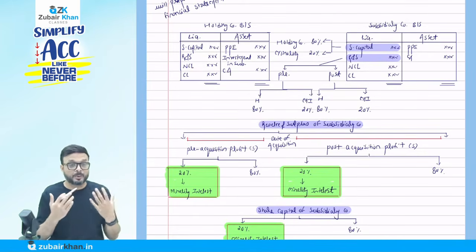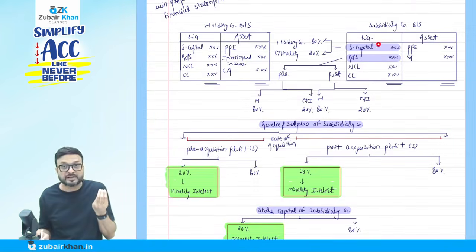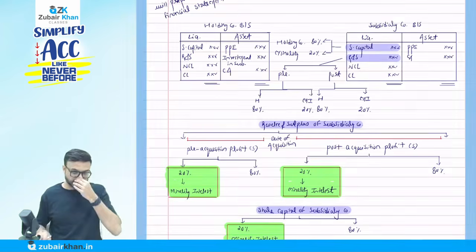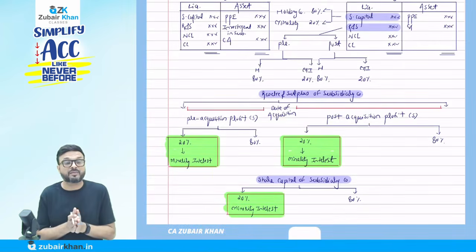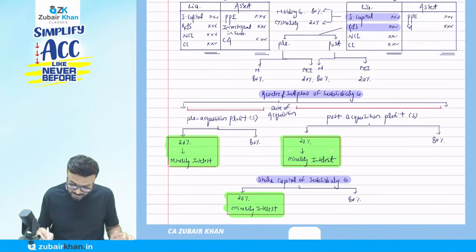But the portion that belongs to the holding company, how to write it down? The share capital, reserve and surplus of the subsidiary company that belongs to the holding company, how to present them? Understand this point. First, we have to bifurcate the profit between pre and post acquisition. Okay. Now here, what is going to happen?